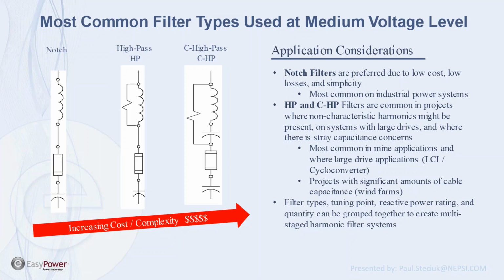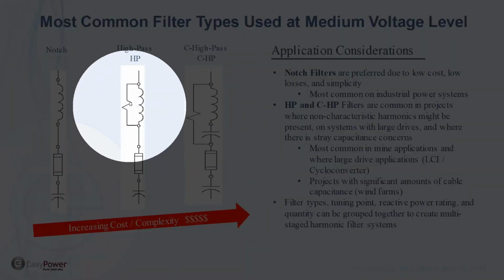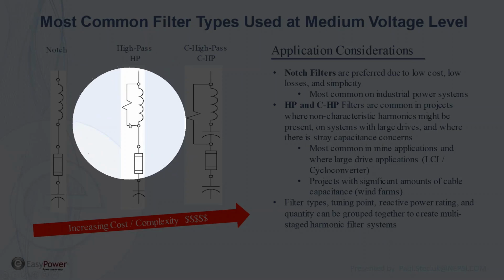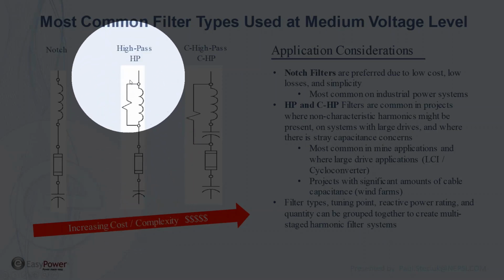If you still can't get the performance, then you start to think about going with a high pass filter or a C high pass filter. And the high pass filter has more losses. It's more complex because it has a resistor in it. And for this reason, it has more cost and you try to avoid it. But sometimes your system will require this type of harmonic filter.